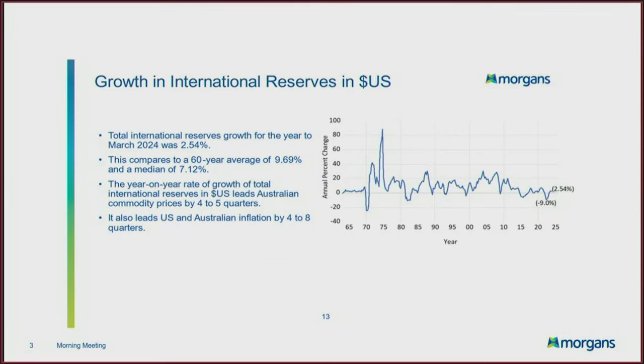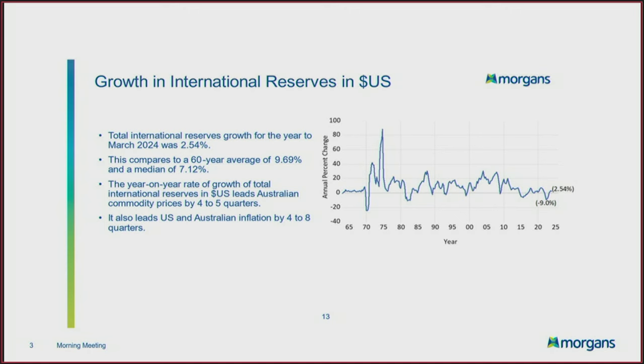And what we can see when we look at the rate of growth is the rate of growth has bottomed and has kicked up to 2.5%, which is still low because the long-term average is 9.7% and the long-term median is 7%. So on the balance of probability, you'd expect this to dramatically accelerate from where it is. And as it dramatically accelerates, what we see is that the rate of growth of total international reserves leads Australian commodity prices, by which I mean the components of the RBA index in US dollar terms, by 4 to 5 quarters.